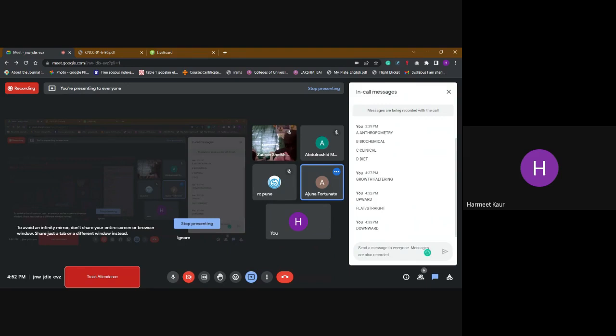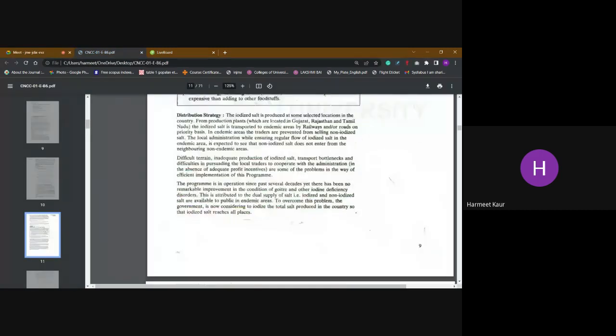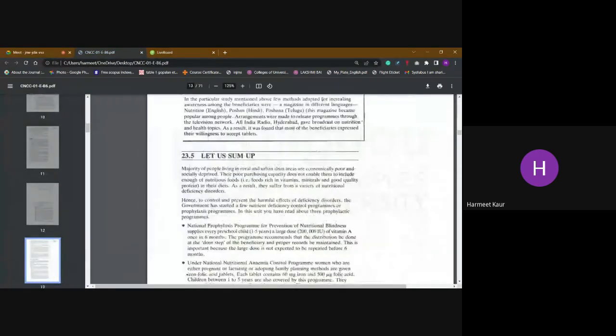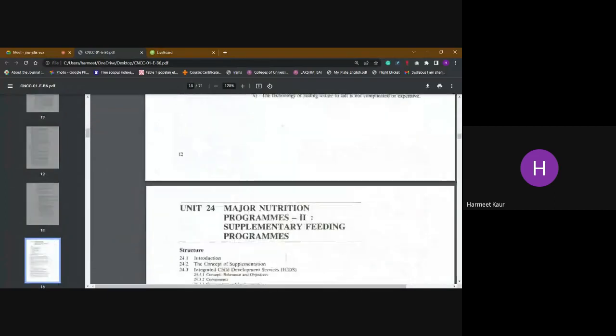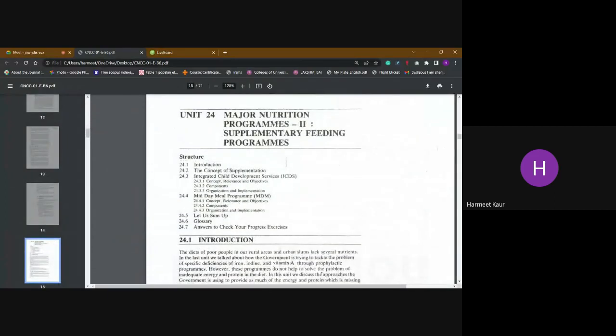Okay. So the next section is related to what is known as supplementation programs. So I'll share my screen again. So this is the last unit basically, and these are the second part of major nutrition programs, but these are known as supplementary feeding programs. So there are two major programs which come under this category. The first one, which I discussed during the growth monitoring part, was ICDS, that is Integrated Child Development Services, and the next one is what?